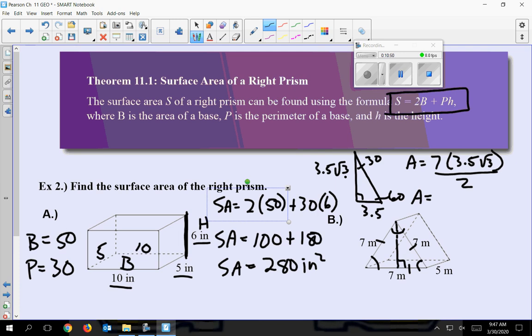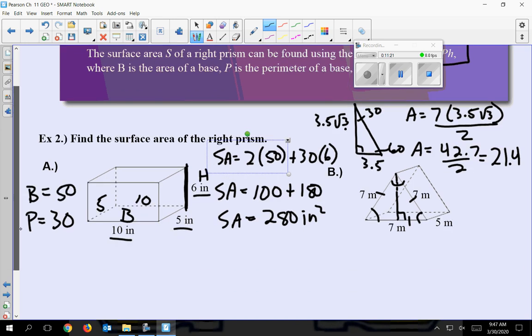What I did was I took the 3.5 times the square root of 3 and I multiplied that out. I got something around 6.1. I multiplied it to 7 and I got about 42.7 divided by 2. And that area for the triangle is going to be 21.4, and that I rounded. Okay, so that's the area of my base.